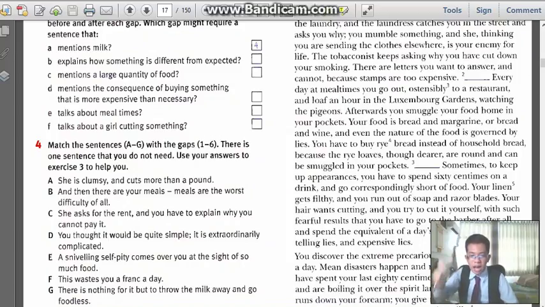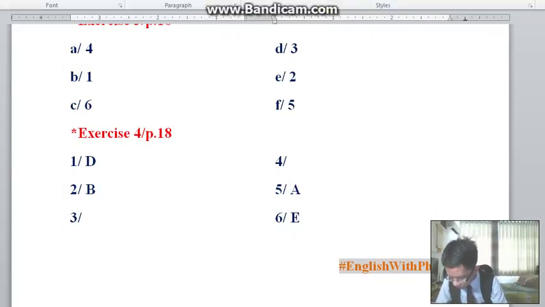F. This wastes you a franc a day. Waste a franc a day. Let's take a look. Mention milk? No. Explain, we did that already. Large quantity of food? Yes. Mention the consequence of buying something that is more expensive than necessary? Yes. So waste you a franc a day. So it is more expensive than necessary, okay? Waste you a franc a day. So blank 3 will be going with the letter F, okay? Letter F.